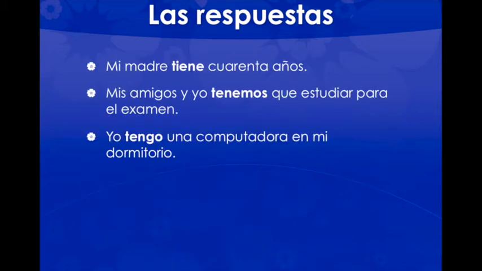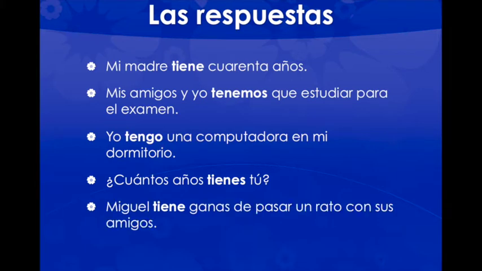So looking at some conjugations here. Mi madre tiene 40 años. She has 40 years. We also use it to express age in that way. Mis amigos y yo tenemos que estudiar para el examen. My friends and I have to study for the test. Tengo una computadora. I have a computer in my room. ¿Cuántos años tienes tú? How many years do you have?